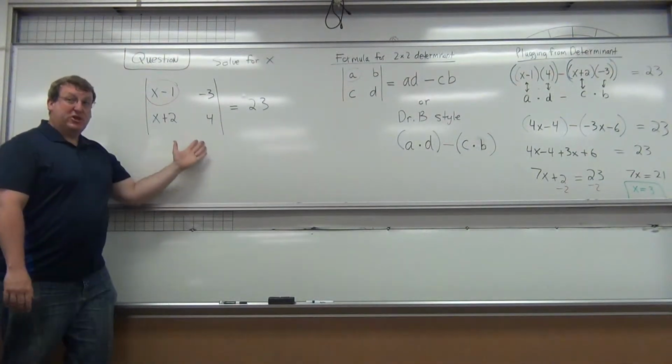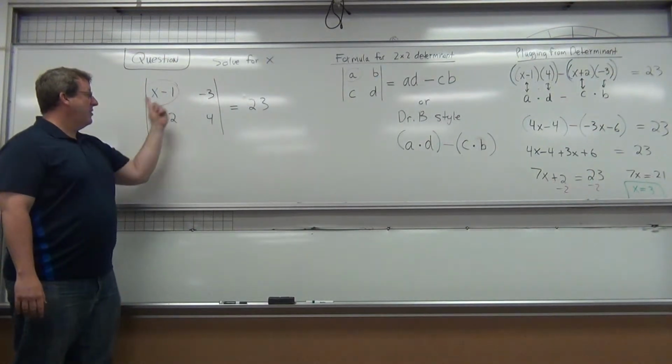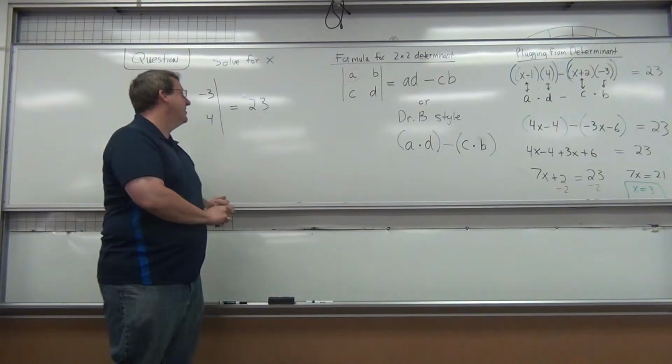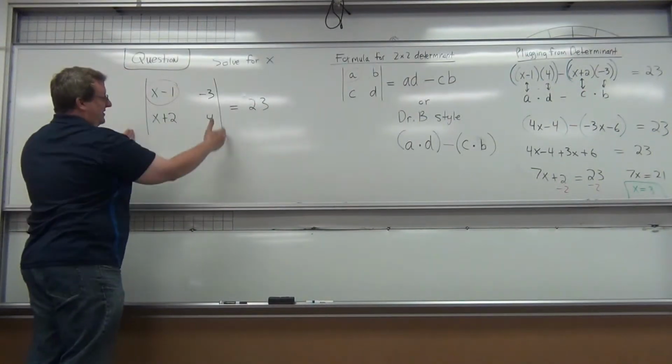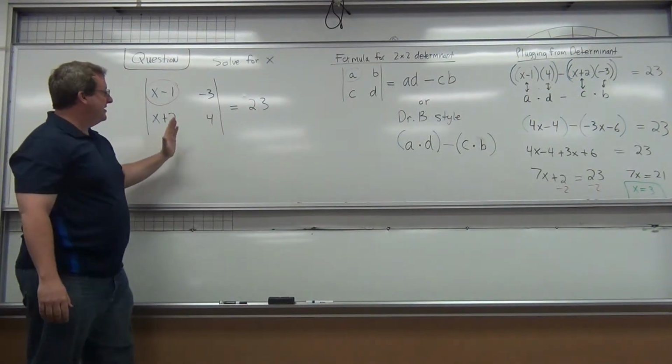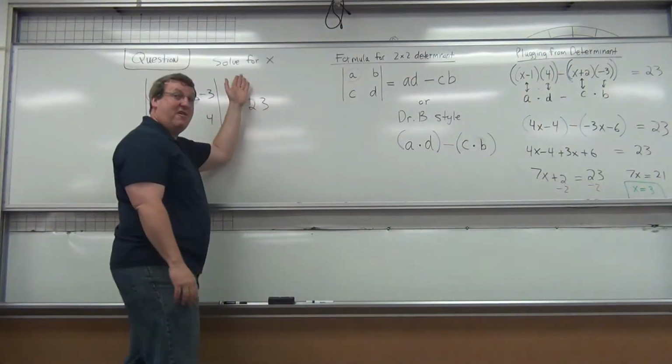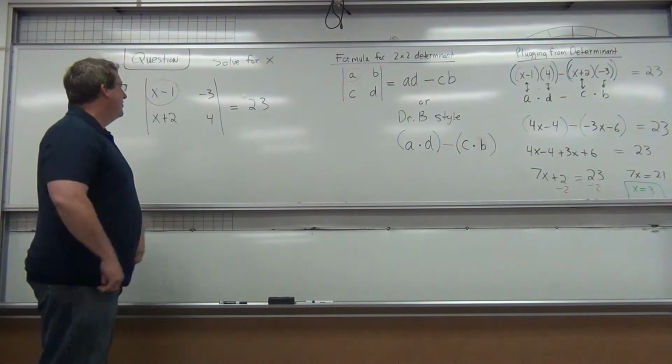So here is a determinant. I hope you recognize it's 2 rows by 2 columns. So it's a 2 by 2 matrix. But we're trying to solve the determinant of it. Say the determinant's equal to 23. It looks like we have an equation here. The question says solve for x. So what do we have to do?